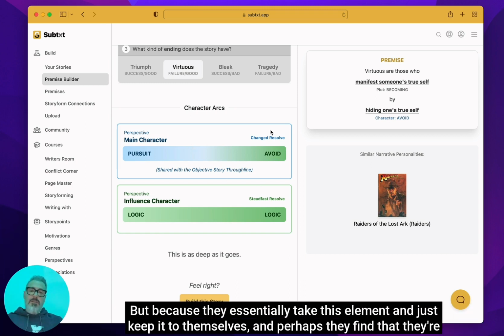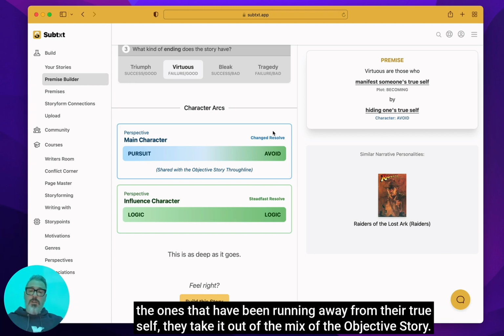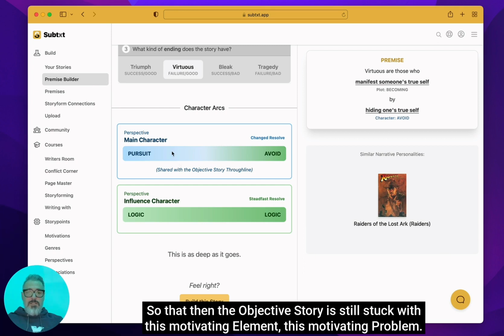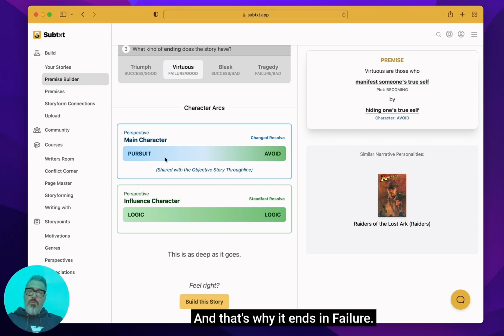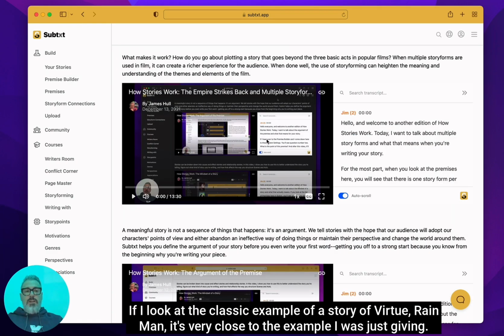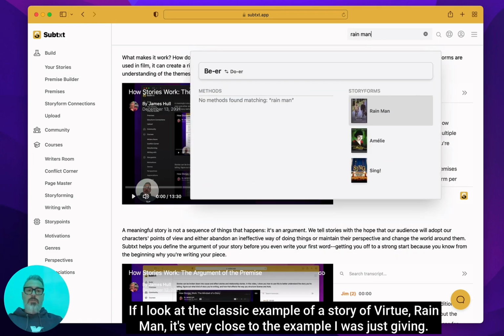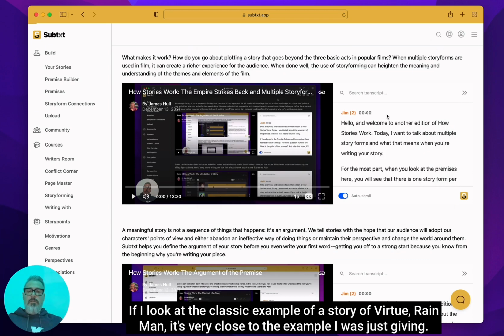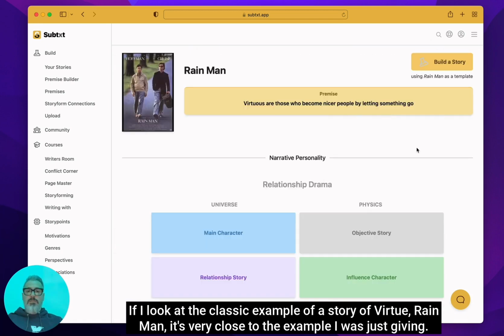But because they essentially take this element and just keep it to themselves, perhaps they find that they're the ones that have been running away from their true self. They take it out of the mix of the objective story, so the objective story is still stuck with this motivating element, this motivated problem, and that's why it ends in failure. If I look at the classic example of a story of virtue, Rain Man, this is very close to the example I was just giving.